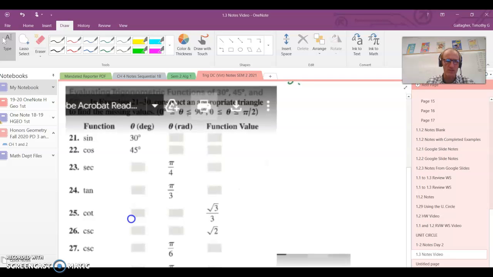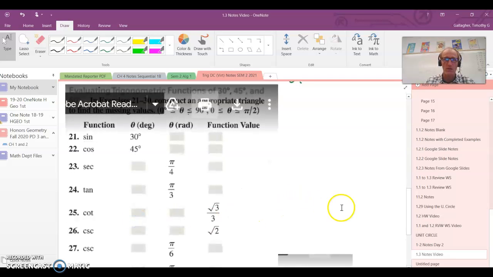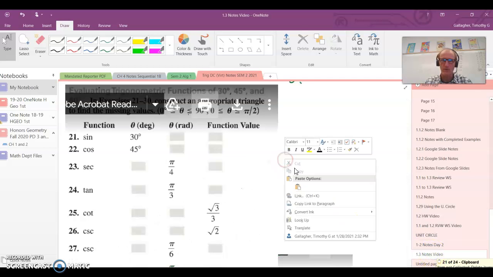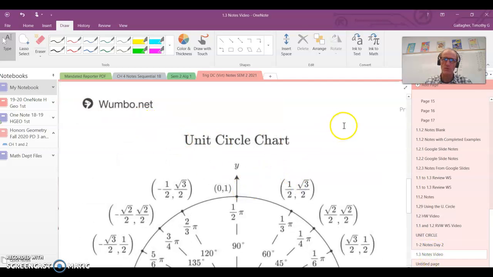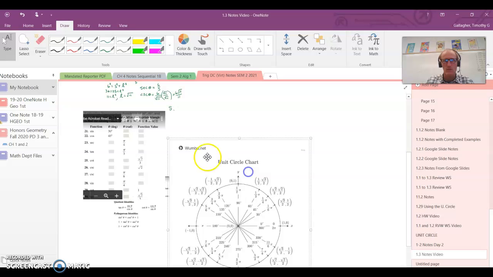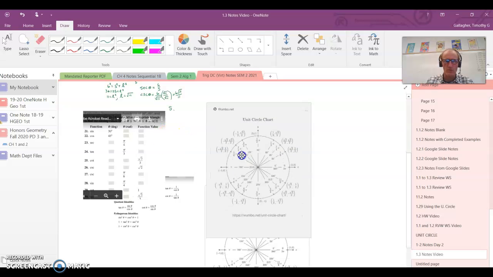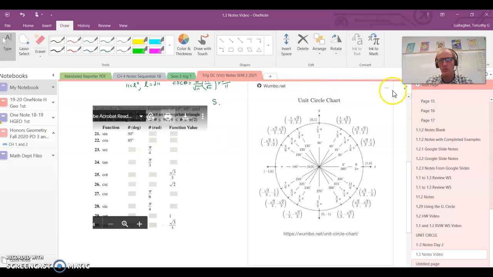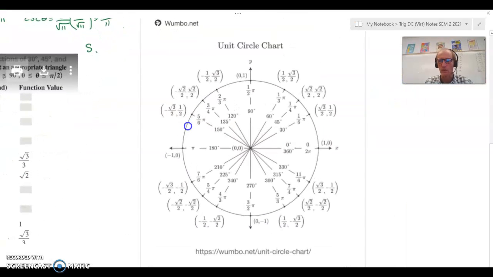30, 45, and 60. Now some of them might be 0 and 90, but what it comes down to is this unit circle too, okay, and triangles. So when I have a unit circle, and I'm going to make this real small so I can get it on there, the unit circle has a first quadrant here, and the first quadrant of the unit circle is here.